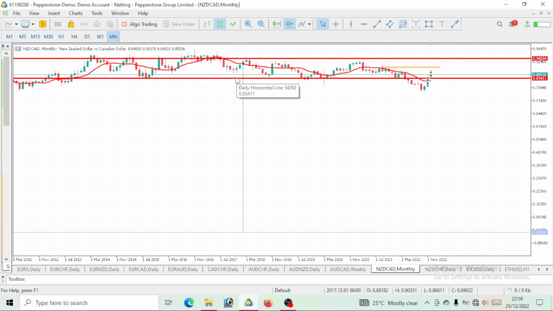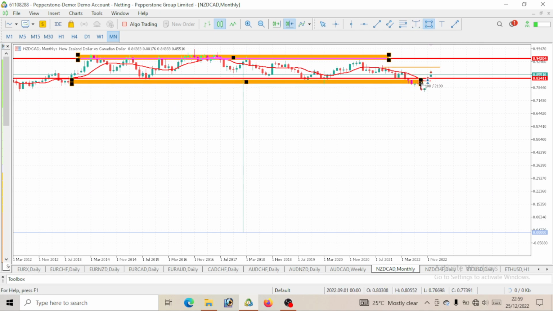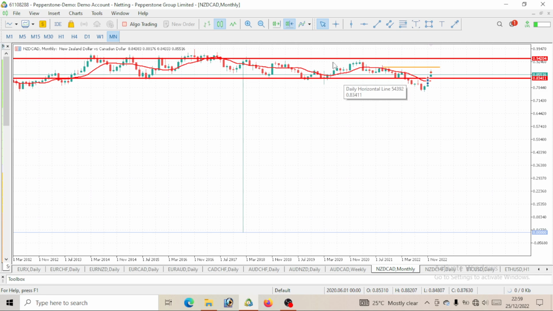So you can clearly see that this New Zealand CAD has been giving us a ranging market on the monthly time frame. You can see that price has hit this level up here repeatedly and it will reject at that same level. Same thing with this level that is down here. Price will come to hit this level that is below and it will reject it multiple times. So you can actually check it, you will be able to see it.